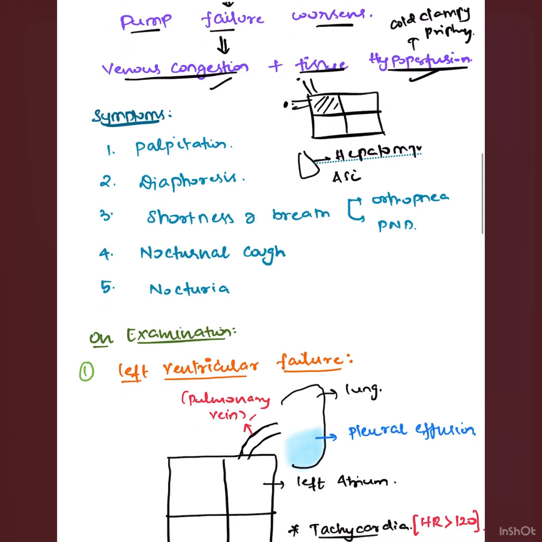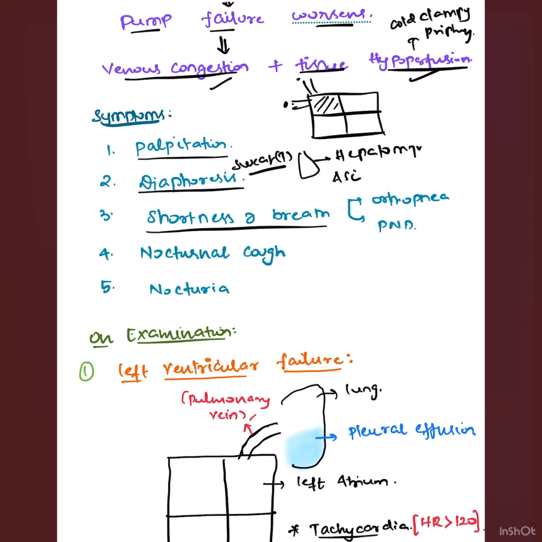Okay, so what are the symptoms? The first is palpitation. The patient tells that I get palpitations. These are the basic chief complaints of the patient. Then diaphoresis. Diaphoresis is nothing but excessive sweating, so excessive sweat production.